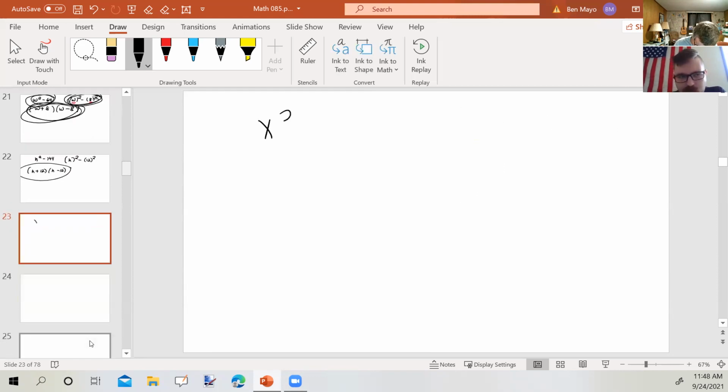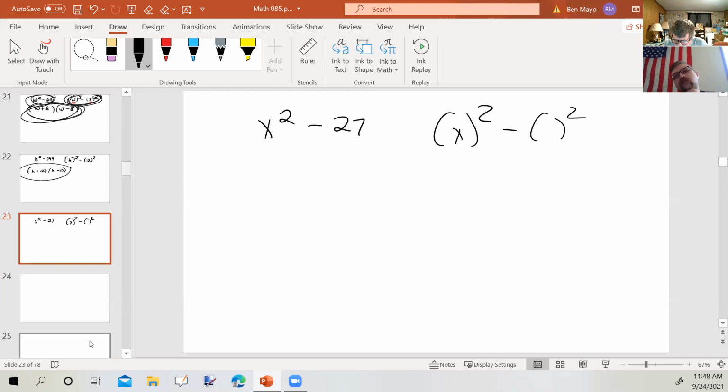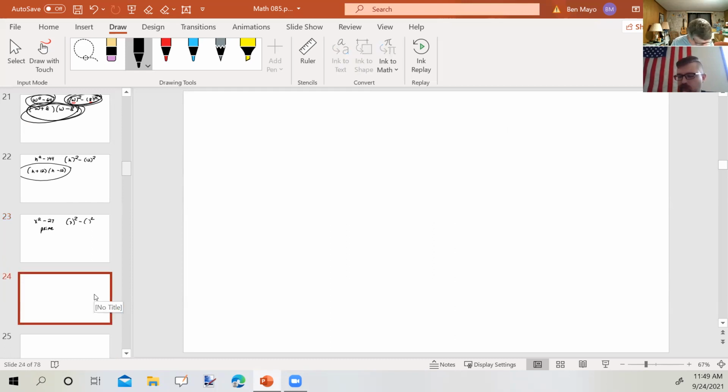What about this one? X squared minus 27. That is a binomial. It's got a subtraction sign. Let's see. Well, the square root of 27 isn't a nice number, is it? So basically, we would say, no, this is not the difference of two squares. It doesn't factor under nice numbers, okay? So we don't factor it. We would say it is prime.